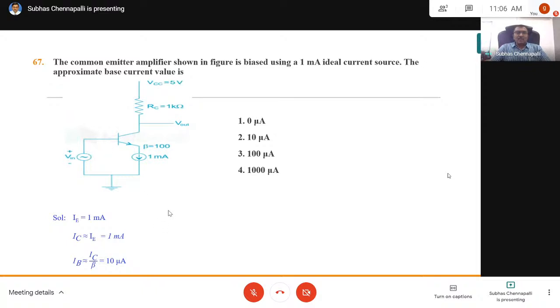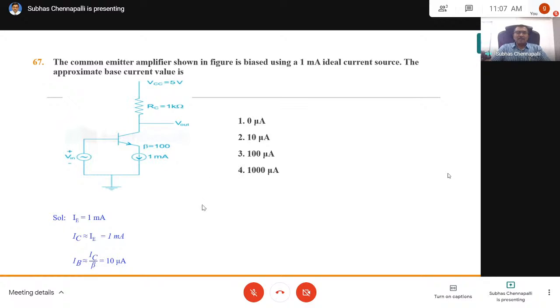What I do, the beta value is given and the IC value is given. IC means approximately you can get IE as IC. So 1 milliampere. Beta is given, and it is simply asking IB. So beta times IB is equal to IC, so IB is equal to IC by beta. 10 microamperes is the answer.